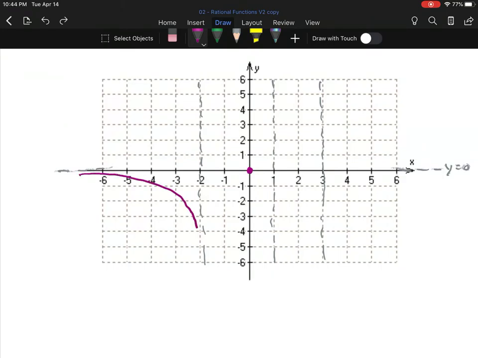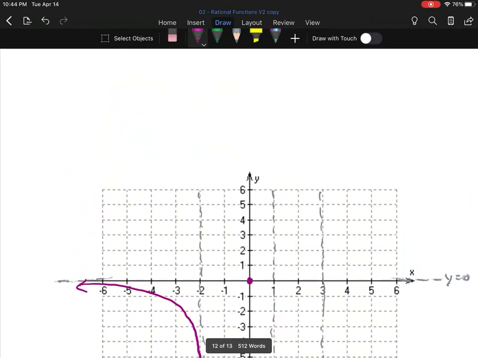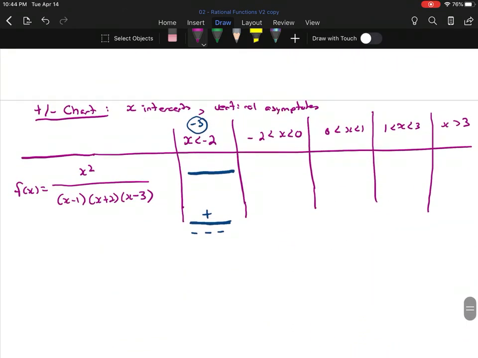It's got to approach this asymptote, and it's got to approach this asymptote. And it's got to be negative. My positive negative chart told me it had to be down there. That was the big decision. Is it going to be above 0? Is it going to be below 0? You see how the positive negative chart tells you exactly what to do.